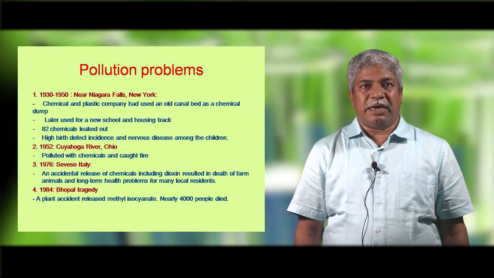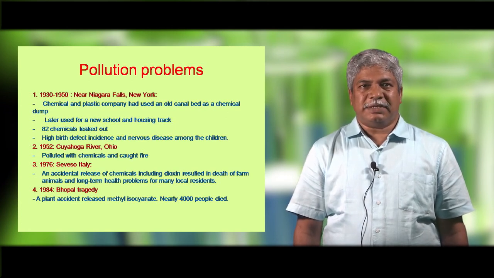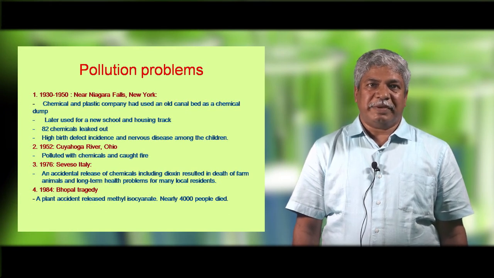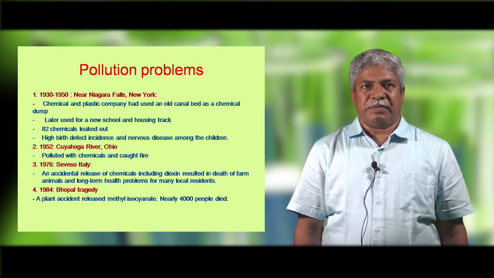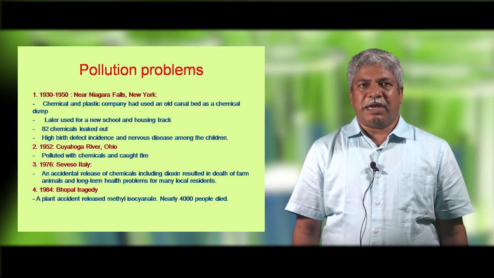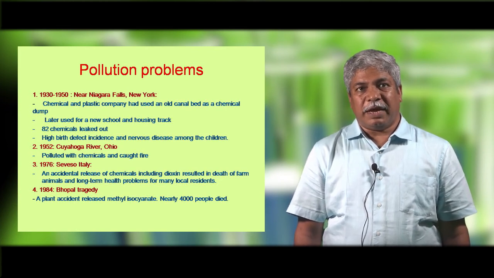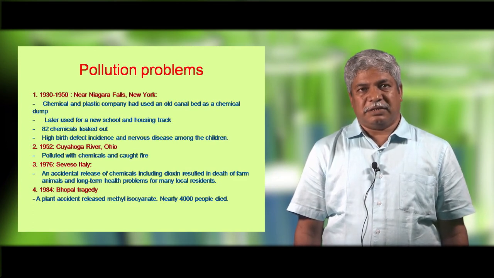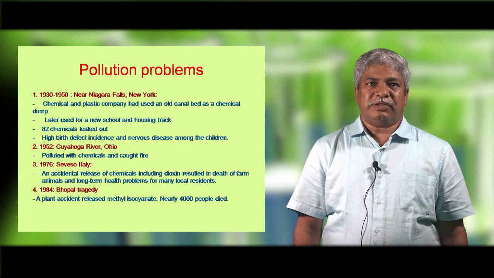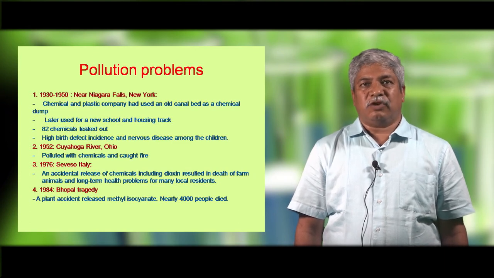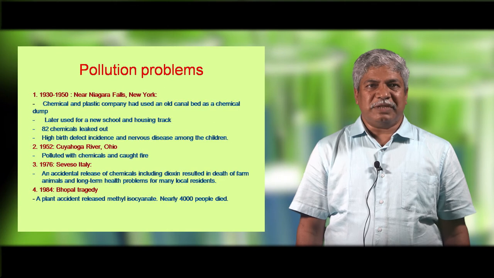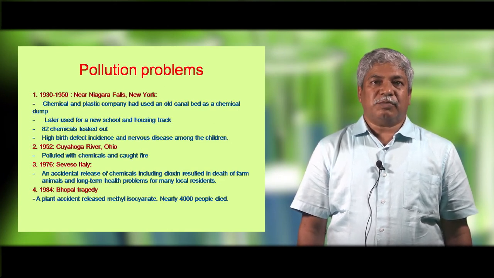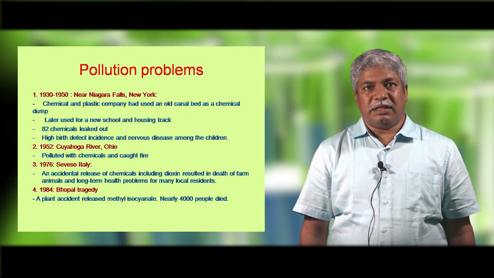Then more recently, in 1984, a plant accident in Bhopal, Union Carbide of India Limited, a pesticide manufacturing industry, released methyl isocyanate, and nearly 4,000 people died in that accident. And many people suffered from genetic disorders. So these are a few incidents where chemistry becomes responsible for causing pollution.